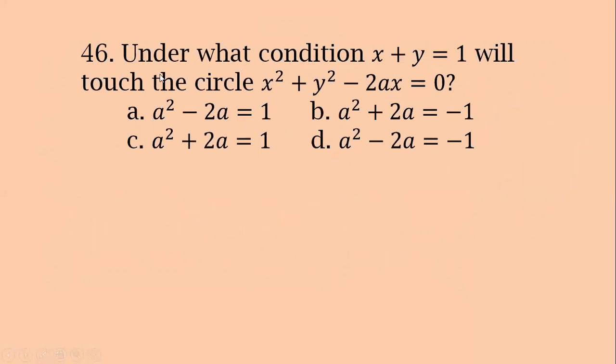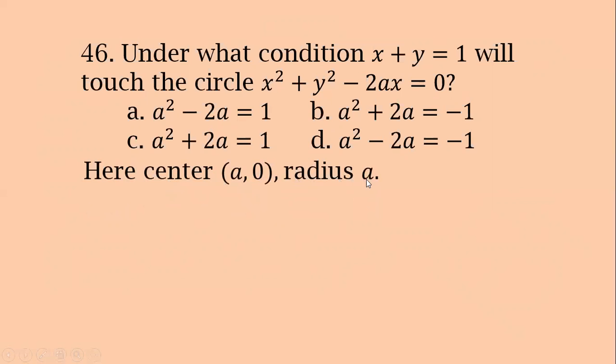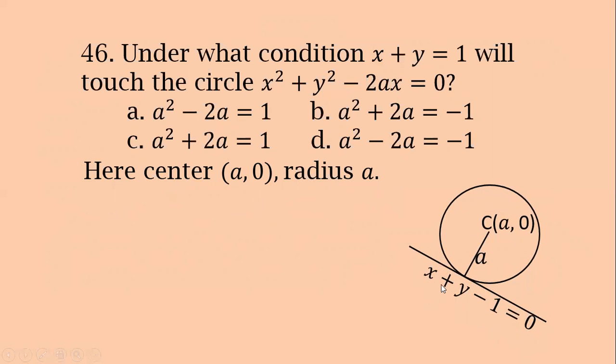Under what condition will this touch the circle? We solved a similar problem. The center is (a, 0) and the radius is equal to a, and we know that if the straight line touches the circle, then the distance from the center to the straight line will be equal to its radius. The distance from (a, 0) to this straight line is equal to a. It is |a plus 0 minus 1| divided by root over 1 square plus 1 square.